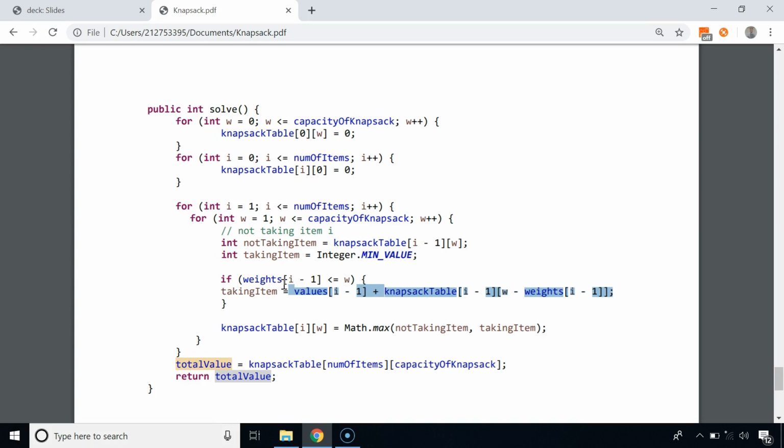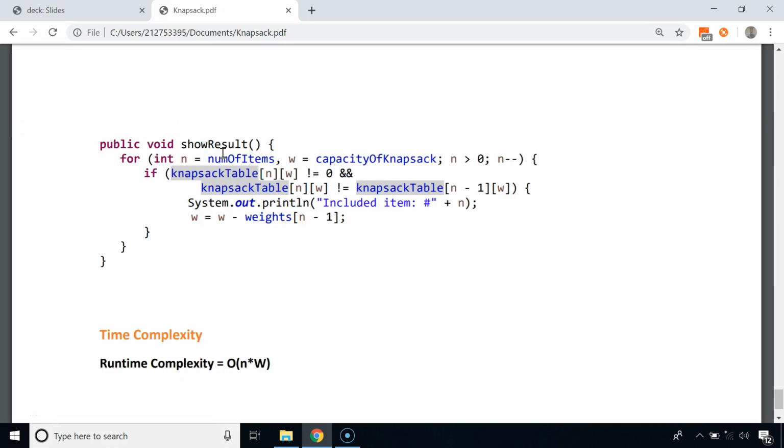Now one important thing to note is we access the weight of the ith item as weights[i-1] and the value of the ith item as values[i-1], because array indexes start with 0. Another very important thing to note is that we calculate this value only when the weight of the ith item is less than or equal to the knapsack capacity, and then we take the maximum out of these 2 values. Finally, we set the total value as the value in the last cell in the knapsack table, and we return that value.